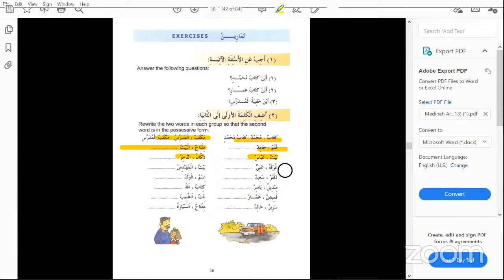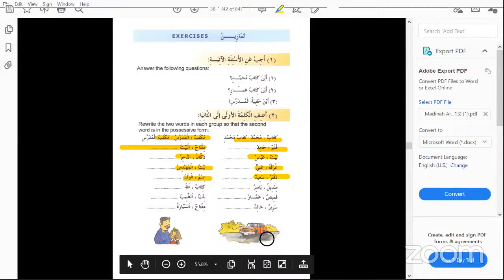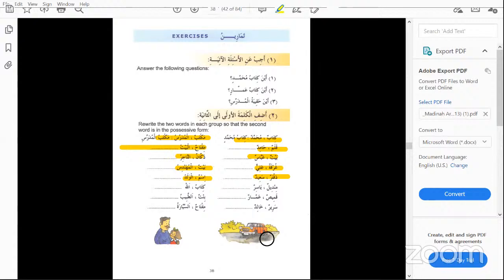Okay. Go ahead. Kitabun Muhammadun. Kitabu Muhammadin. It becomes mudaf ilayh because Muhammad is definite, so there is two kasra. It's majroor. Correct. And maktabun al mudarrisu. Maktabul mudarrisi, because of the al, there is no two tanweens. It's one kasra. Correct.